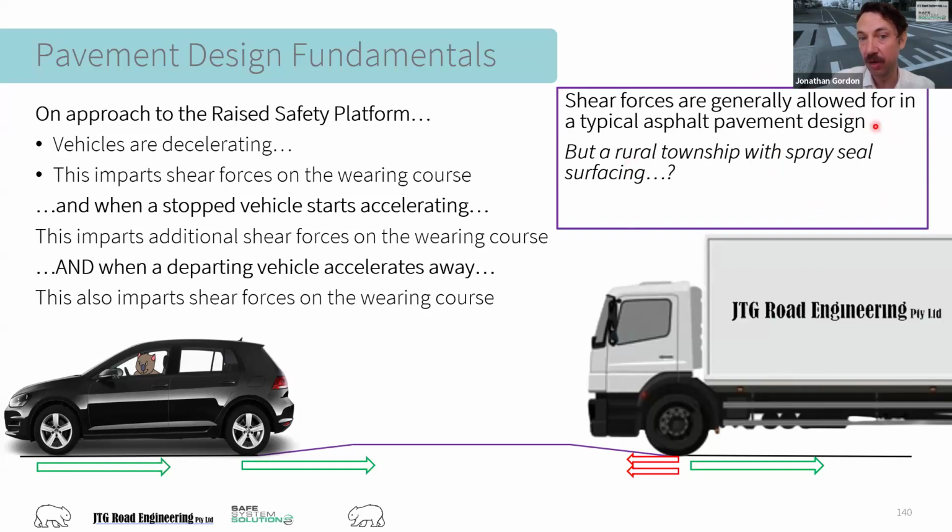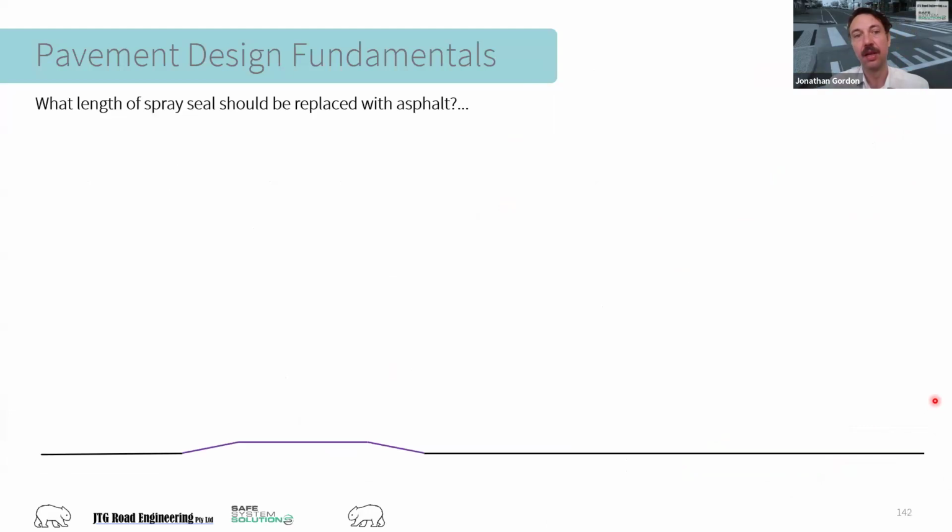And spray seal roads are relatively common in urban and rural environments, and as rural towns grow out, they may still have spray seal roads that are in areas where you're installing, for instance, a road safety platform. That may cause a serious issue where it rips up the steel, you've got maintenance issues.